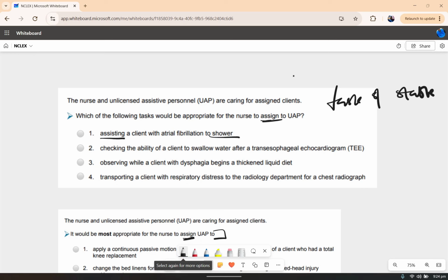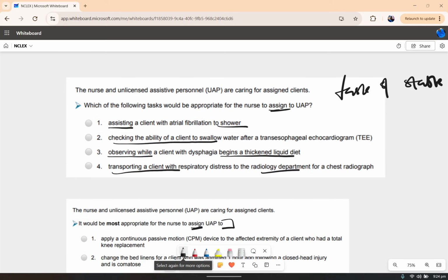Assist the client to shower, check the ability to swallow, observe the client begin taking diet, transport to radiology department. So can the UAP assist the client to shower? Yes. Can they check the ability to swallow? This involves assessment, so no. Observe the client begin taking diet. This involves assessment as well, so no. Can they transport a client? Yes, they can definitely transport. So I'm left with what? 1 and 4. You can see.